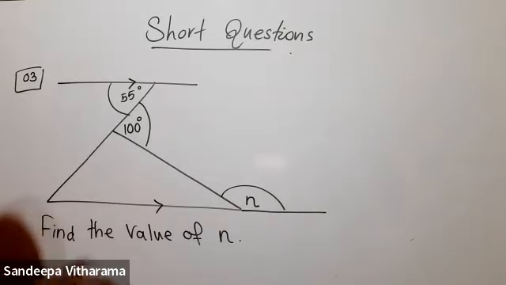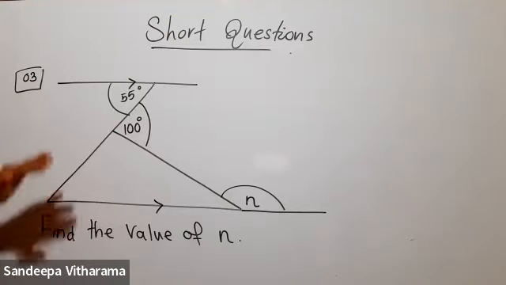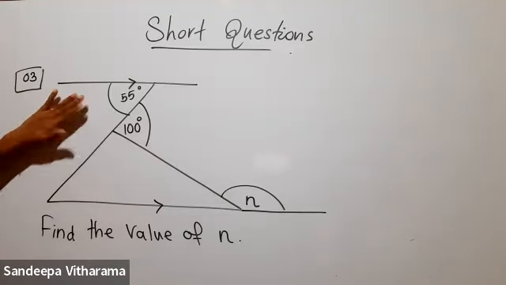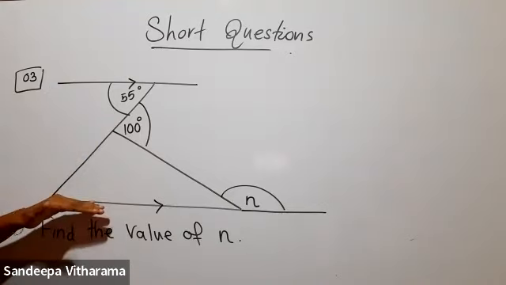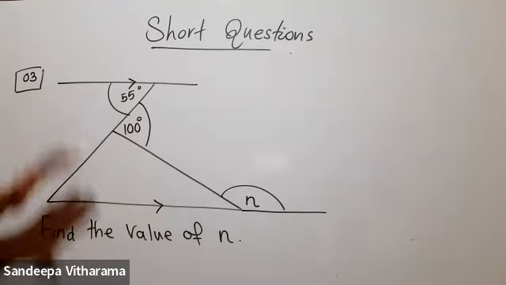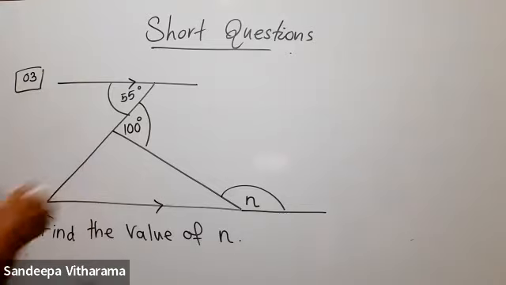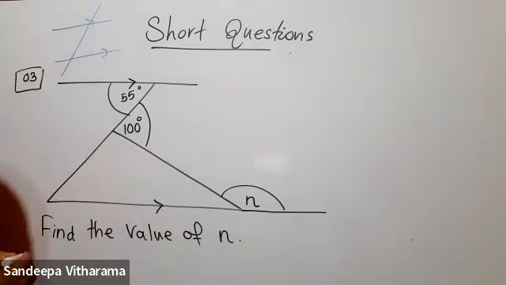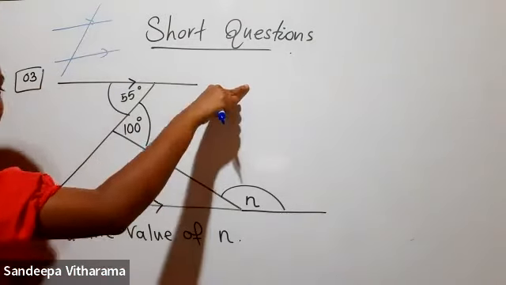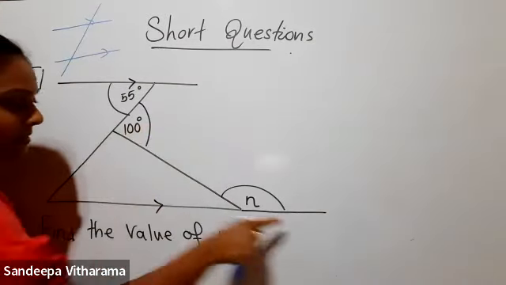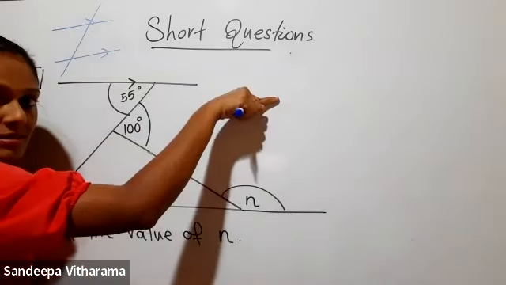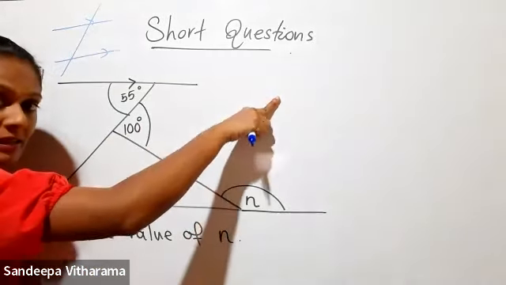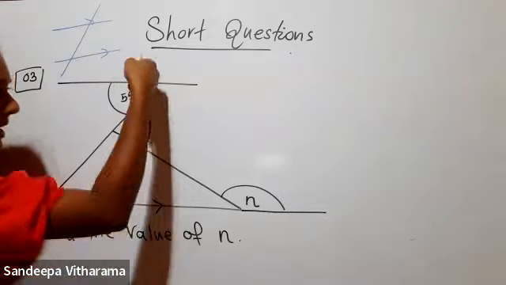Find the value of n. Look here at how we obtain the answer for n. You can identify by looking at the diagram that there are two parallel straight line segments, no? When two parallel straight line segments are intersected by a transversal, this straight line segment and this straight line segment are parallel. It is denoted by these two arrowheads.